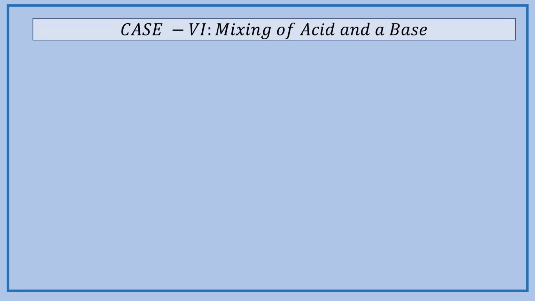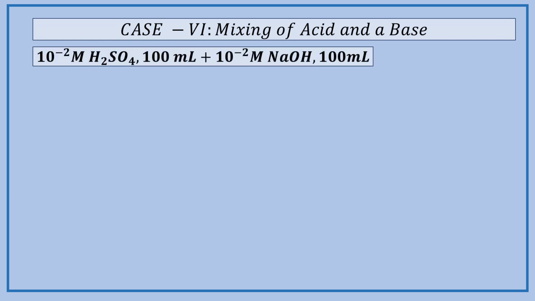So in this case, we have replaced HCl with H2SO4, and let us now see how this change will affect the neutralization reaction. We have to calculate the pH of this mixture.